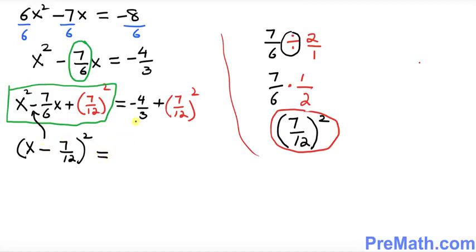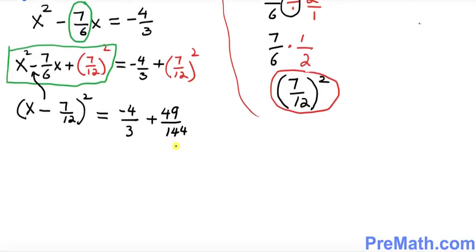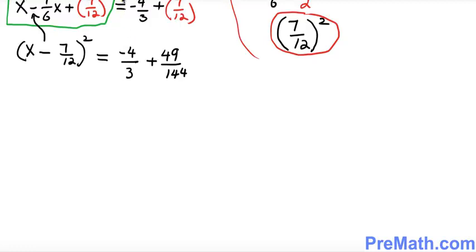Equals to, that's going to be -4 over 3 plus 7 over 12 square, which equals 49 over 144. Now what we're going to do next is simplify these two fractions. How are you going to simplify these? Let me go ahead and show you an easy way.